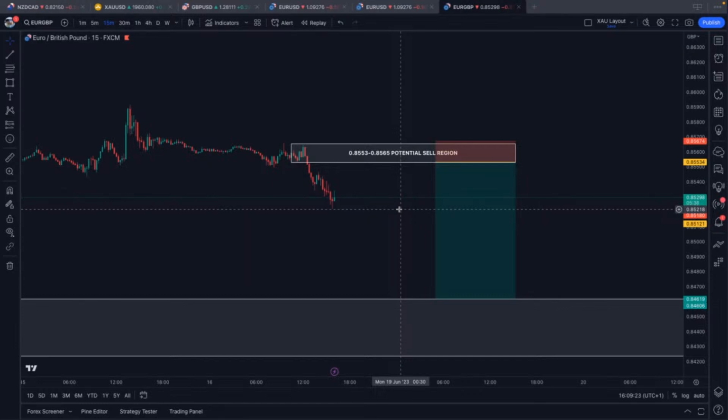So that's my analysis for NZD CAD. If you want me to go over any other pairs, let me know. Or if you're unsure about unmitigated zones and areas, again, let me know, and I'll go through that as well.